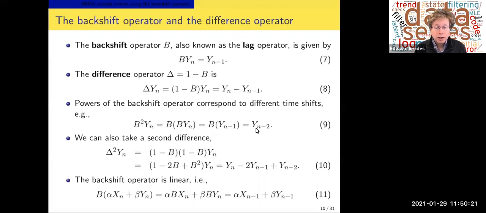And so we can think what are the algebraic rules for the backshift operator? And an important one is that it's linear. So if I do the backshift operator on a constant times x_n, then I can take the constant outside. If I do the backshift operator on a sum, that's the sum of the backshift operators. And so 11 gives you that general linearity property. B of alpha x_n plus beta y_n is alpha x_{n-1} plus beta y_{n-1}.